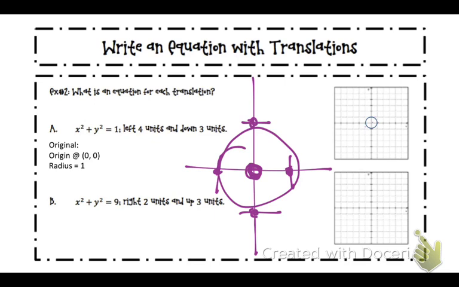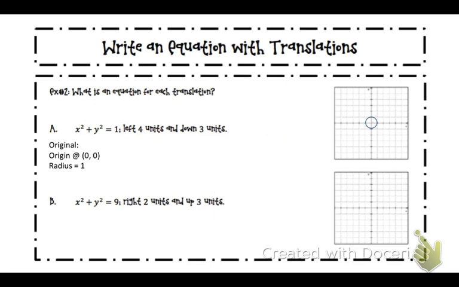Okay? Now we went left 4 and down 3. So now my origin is at negative 4, negative 3, and my circle's right there. The equation is (x plus 4) because it's always opposite. If those are negative, the signs are positive. So (x plus 4) squared plus (y plus 3) squared equals 1.